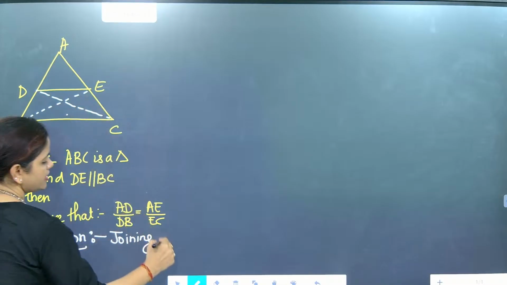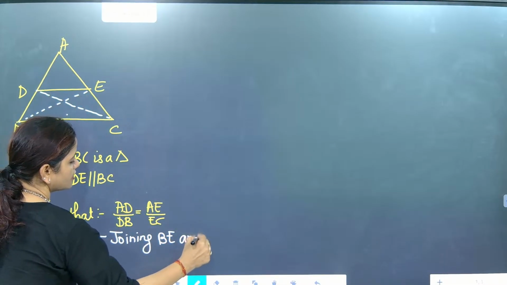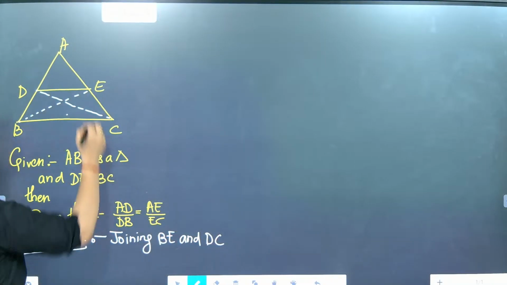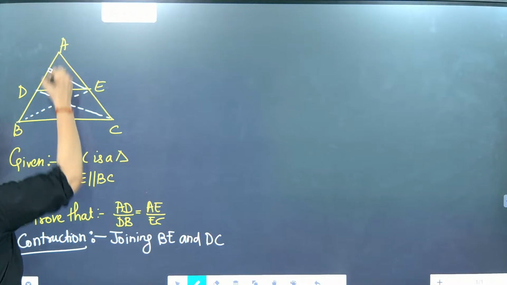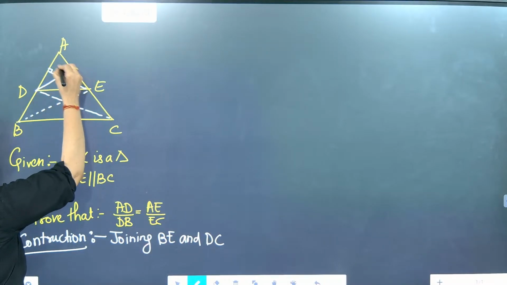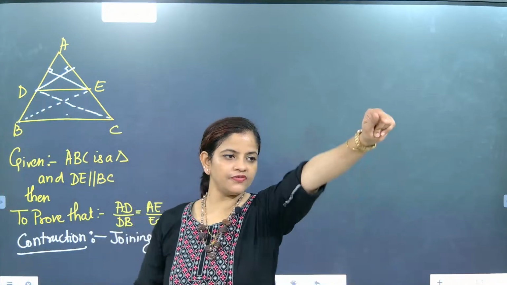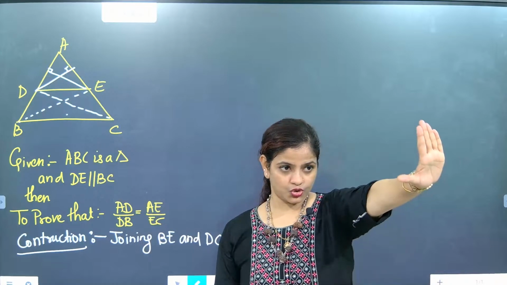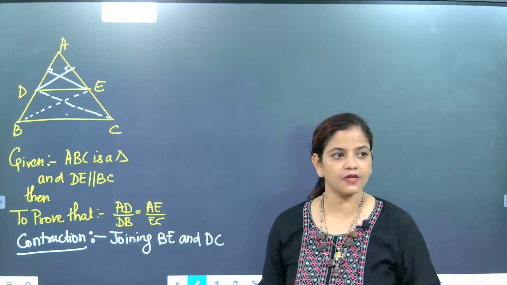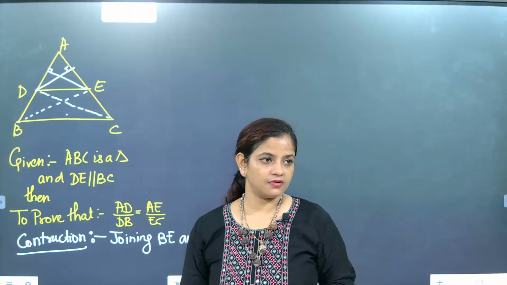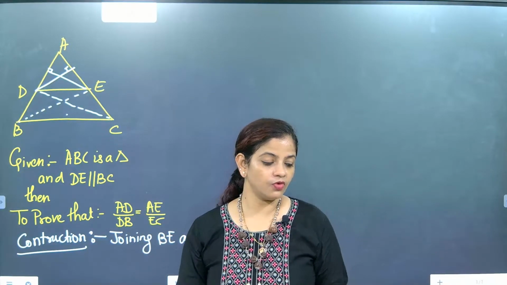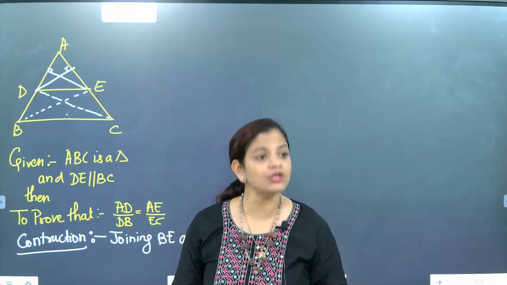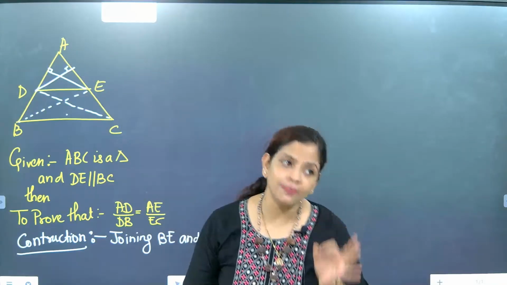Joining BE and DC. And in the construction itself, we will specify that we are drawing bisectors. This is bisectors now. Sarvana, is this bisectors? Yes? This is bisectors. What is that? That is a perpendicular line drawn. Understood? What is that? Perpendicular line drawn.